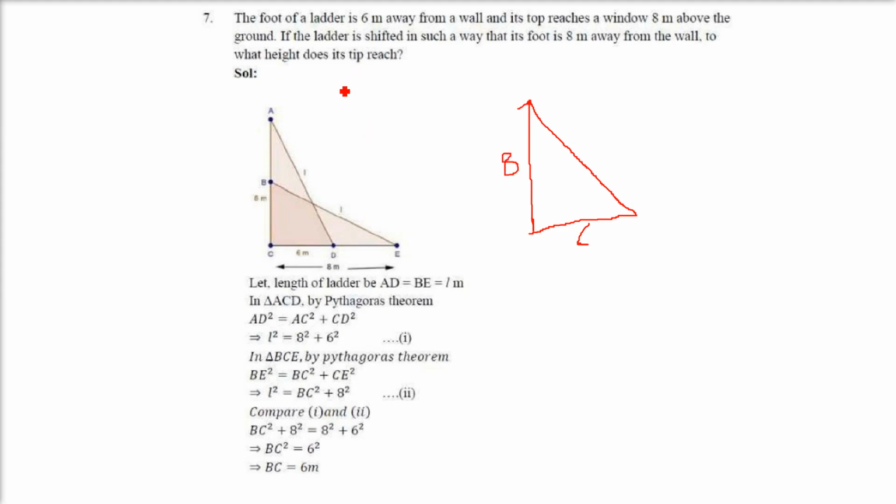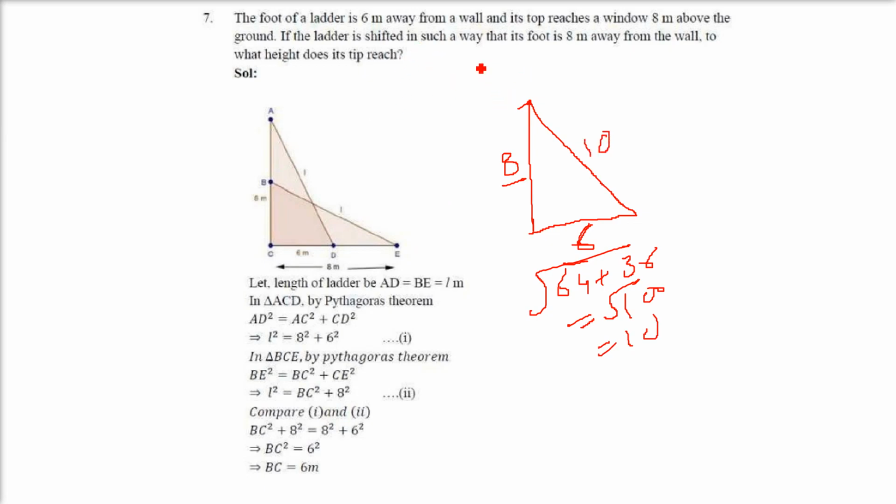The window from ground to window, this. So first is this one. So we can find out the length of the ladder. 8 square plus 6 square under root. 8 square is 64, and 6 square is 36. We'll take the square root. So this will be the square root of 100, that is 10. So this is the length of the ladder.